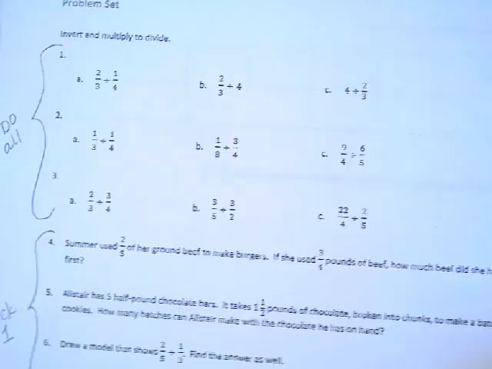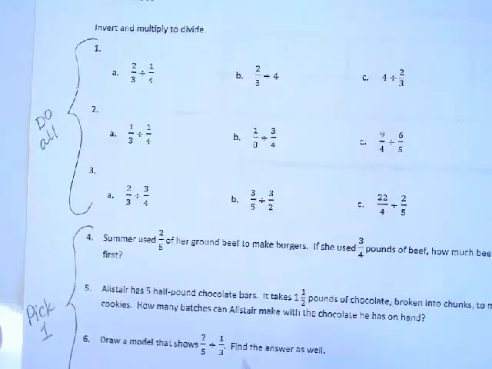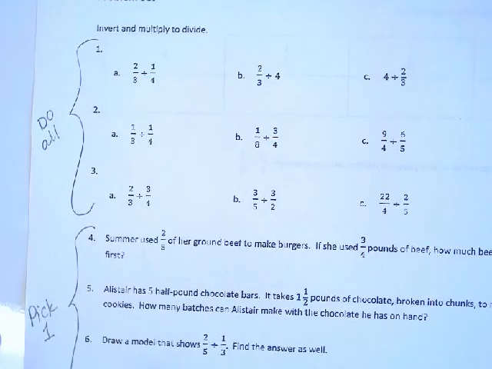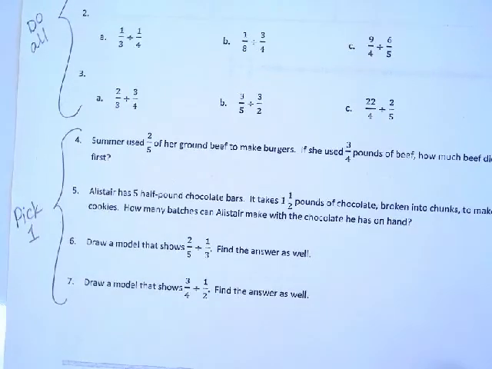On the back side is your problem set. You are going to do all 9 of the problems in 1 through 3. So you'll do each part, and all you have to do is the keep, change, flip rule. And then out of 4, 5, 6, and 7, you just need to pick one to solve. I don't care which one you pick, just pick one to solve.